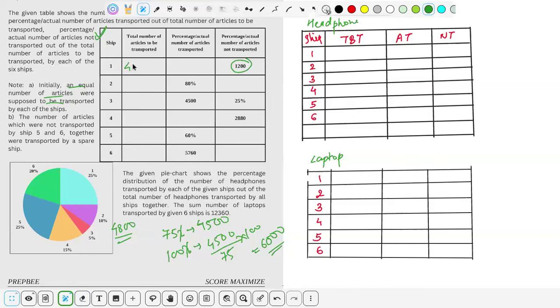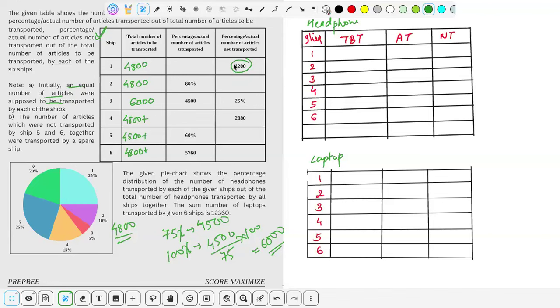This is 4800, and this should also be 4800. This should be 4800 plus 1200, that is 6000. This is also 4800. I don't know इसमें कितना ऐड होगा, so that will be here also 4800 plus. So let's find the other values for the same.